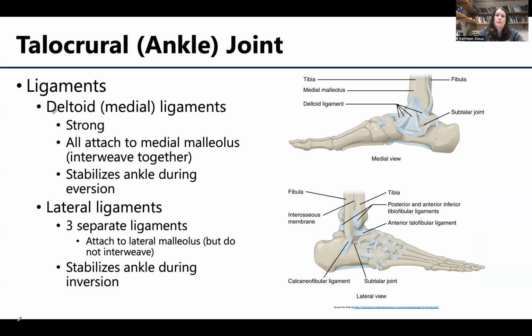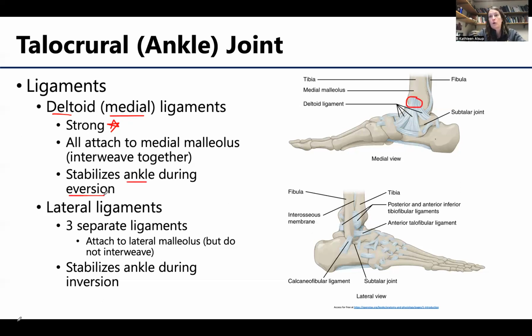So the deltoid or the medial ligaments are going to be strong. They are going to play a big role in terms of protection of the medial side of not only the ankle joint, but some of the surrounding joints in this region. All of these medial or deltoid ligaments are going to kind of interweave together and attach to the medial malleolus. Okay, so they interweave together, forming this block, basically, that's protecting that medial side. So it's protecting the medial side of the talocrural joint, but it also will stabilize the ankle during eversion.